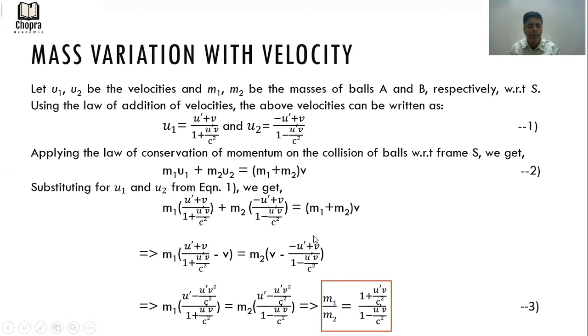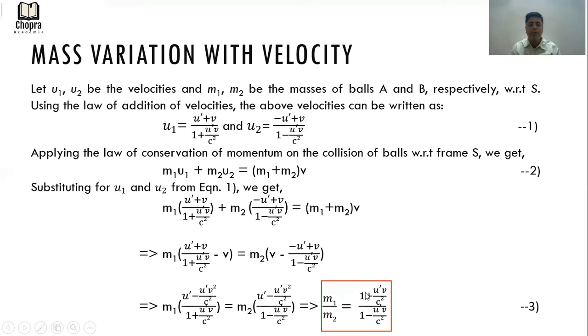And on the right hand side, because you see here the numerator on both the sides gets cancelled, which is u dash minus u dash v square by c square, we are left with 1 plus u dash v by c square by 1 minus u dash v by c square. Now on the right hand side, the format is a little complicated to us, so we want to simplify this.